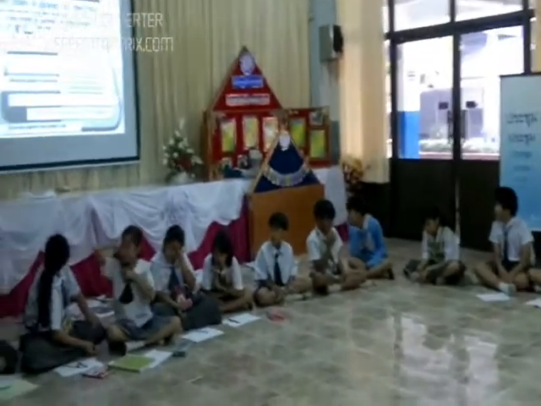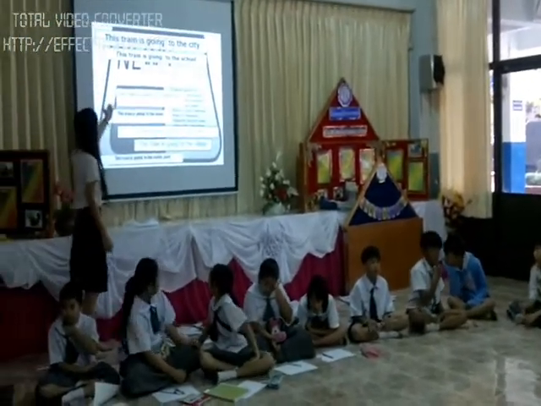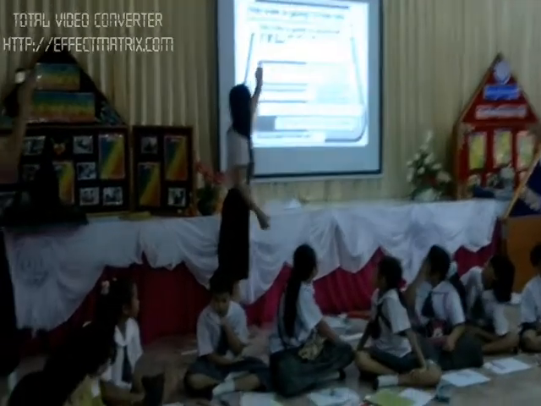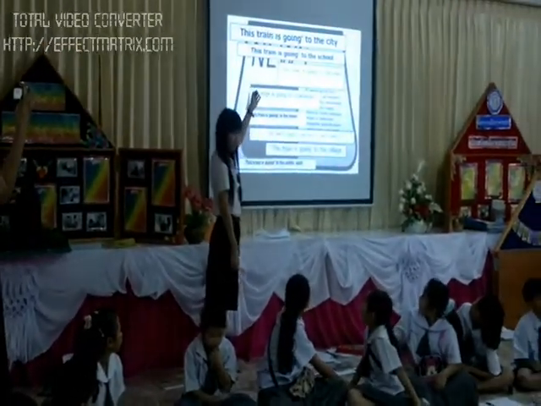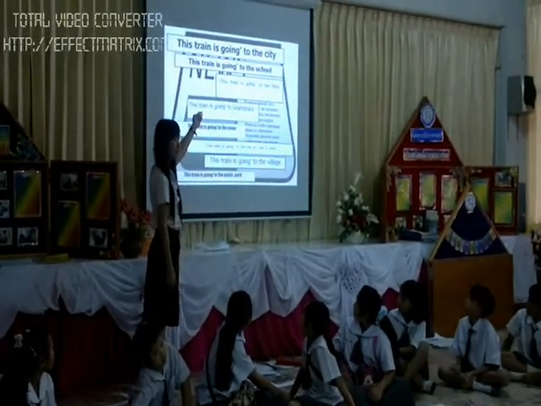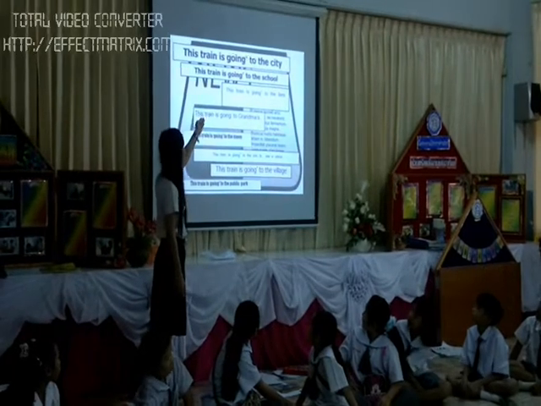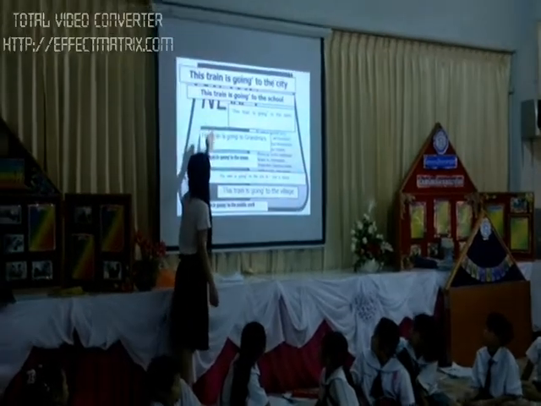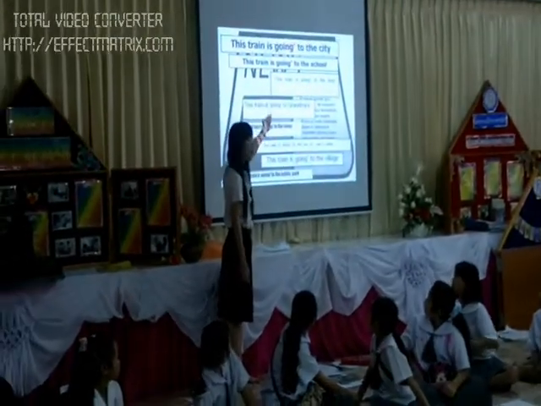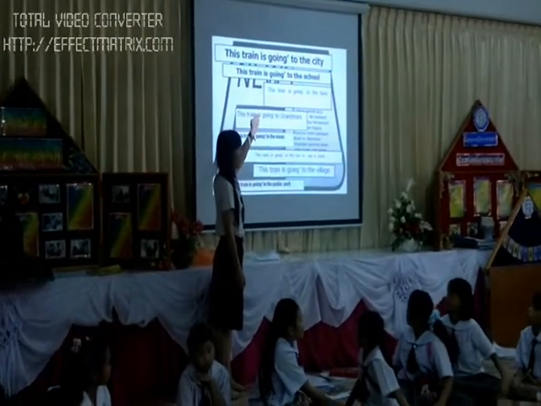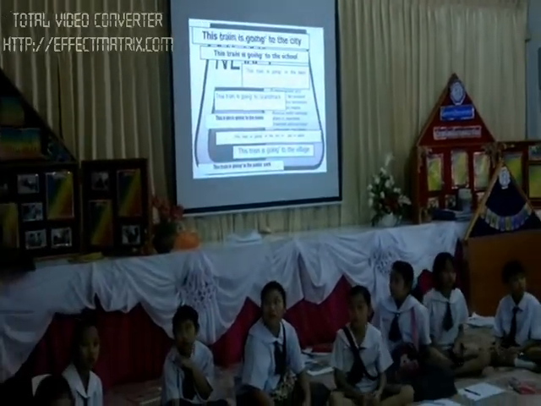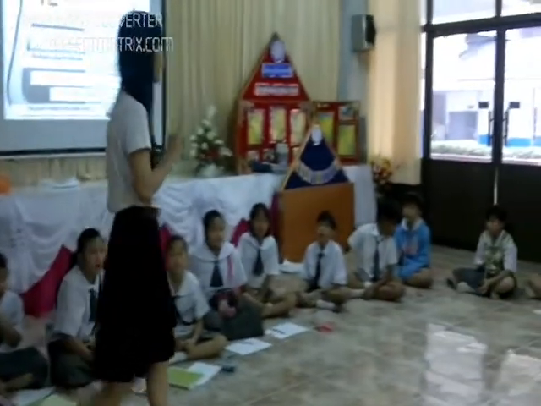Headline. There is, repeat after me, this train. This train is going to the city. Is going to the city. Number two, this train is going to the school. Is going to the school. Very good. And next, I will explain how to do the activity.